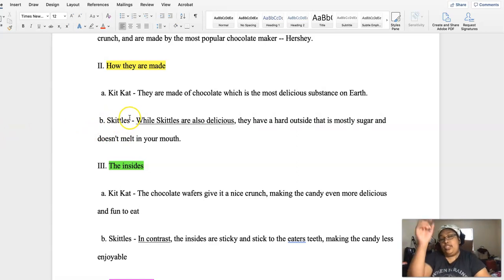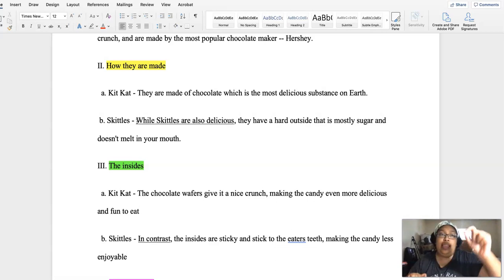And when you're moving into the Skittles part of that paragraph, you will have a transitional phrase. The transitional phrase here is, "While Skittles are also delicious," comma. By the way, that's like an introductory clause of a sentence, so there's a comma right after that. That tells me, the reader, that you're done talking about Kit Kats. Now you're going to compare it to Skittles in that section, right? It's the same paragraph. Then when you're done, you're going to move to the next one.